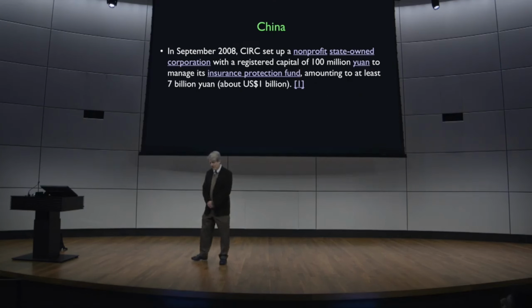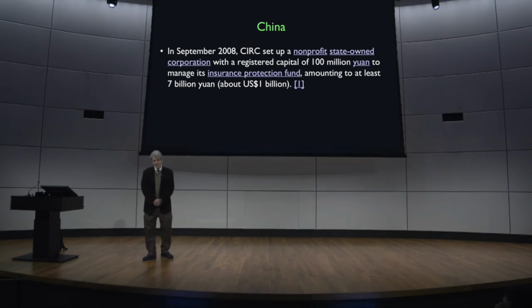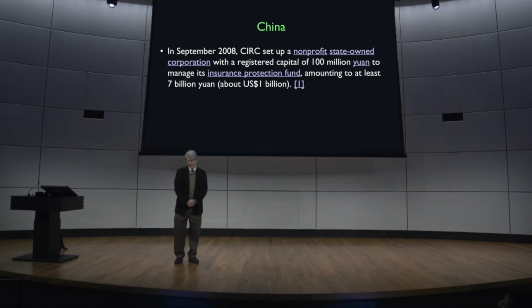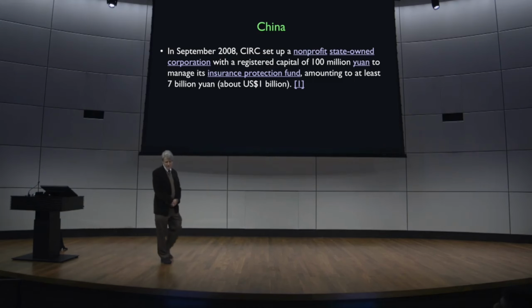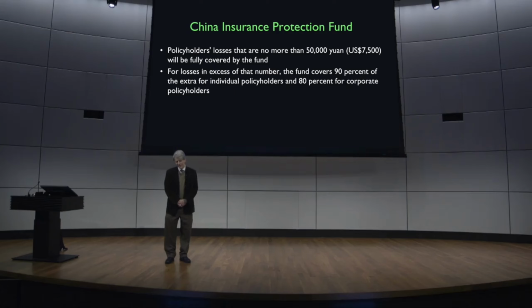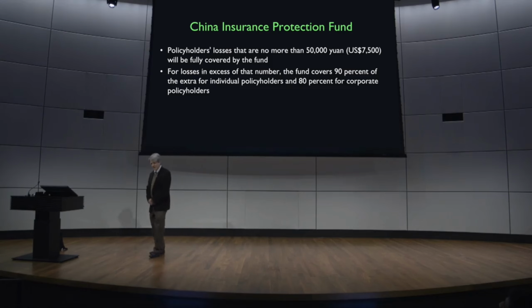Other countries have insurance. The China Insurance Regulatory Commission has set up a state-owned nonprofit called the China Insurance Protection Fund that protects people against failure of an insurance company. But again, they're limited to 50,000 yuan, which is not much money. So we still live in a world where you've got to watch what you get into and check things.